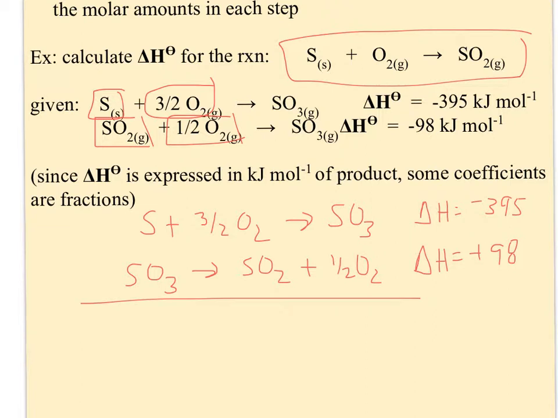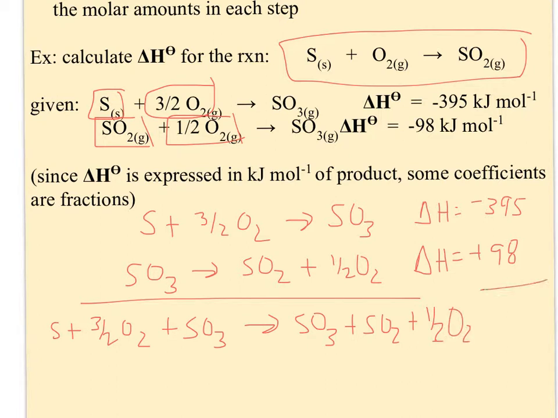Now when I add up the reactants from both equations, I'm left with S plus 3 halves O2 plus SO3. And when I combine the products from both equations, I have SO3 plus SO2 plus 1/2 O2. I also go ahead and add up my values here. So negative 395 plus 98 gives negative 297 is the delta H value I get when combining the equations.